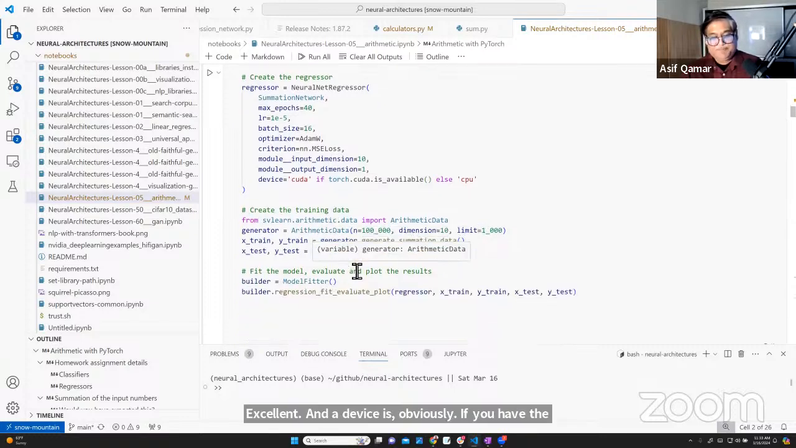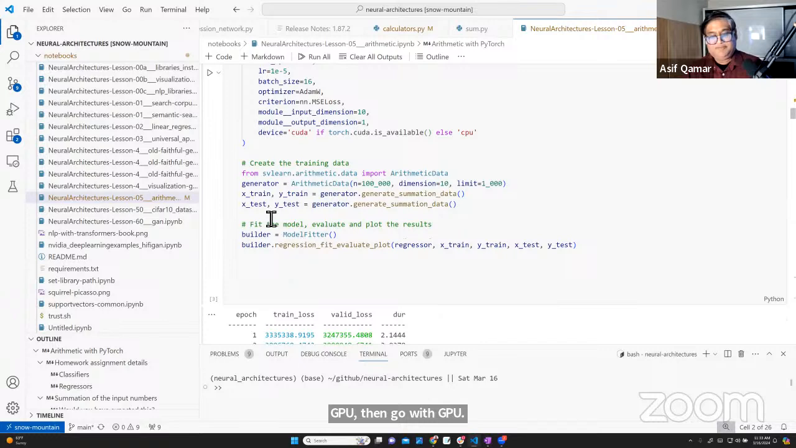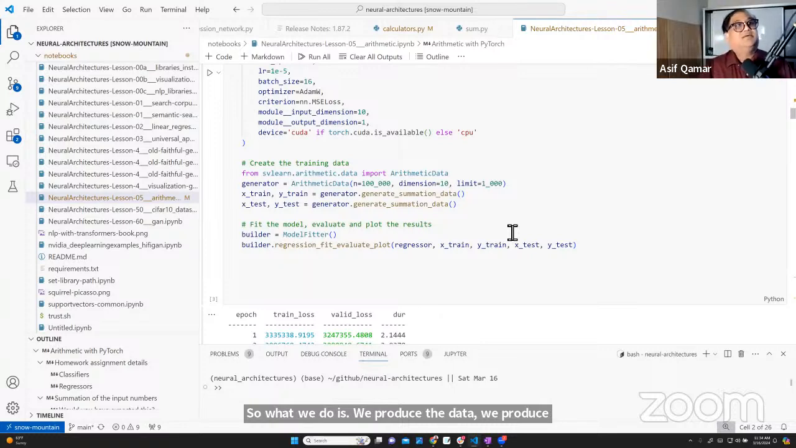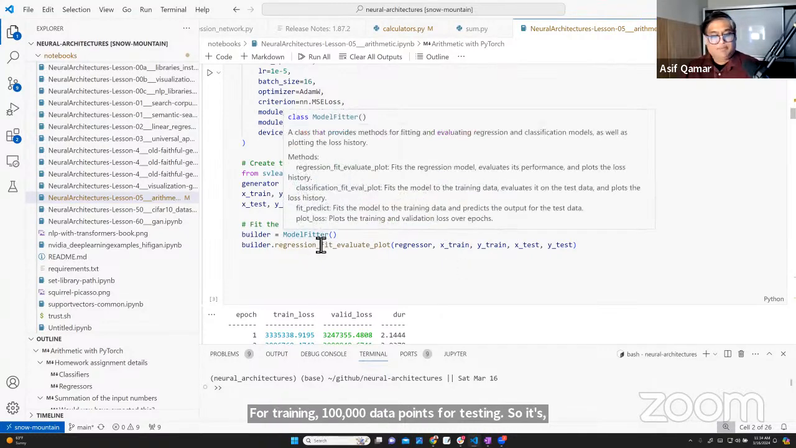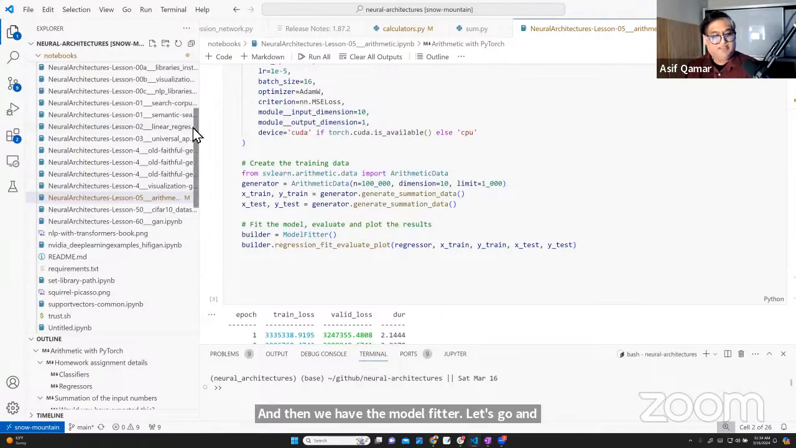So what we do is we produce the data. We produce 2 batches of data: 100,000 data points for training, 100,000 data points for testing. So it's sort of a 50-50 split. And then we have the model fitter. Let's go and see what in the world our fitting loop does.